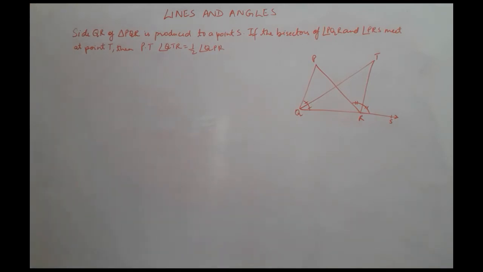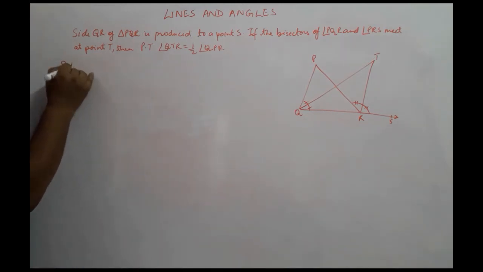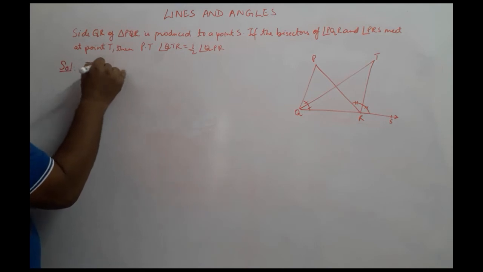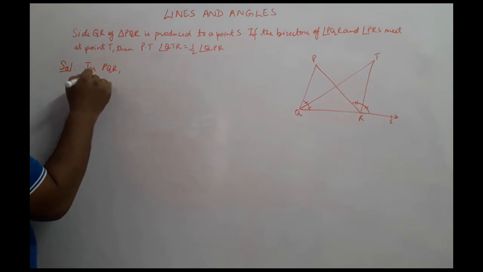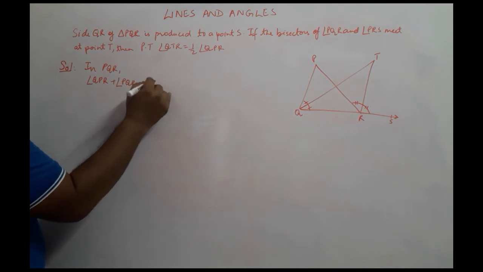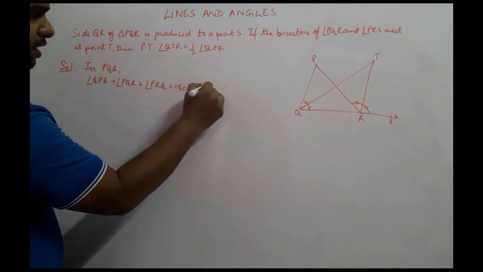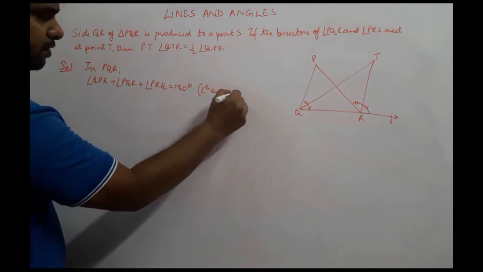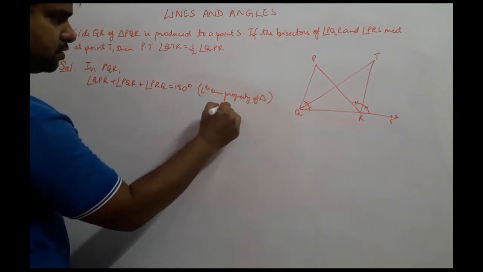It's a slightly tricky problem. Let's see how to solve it. Let's begin by taking the angle sum property, since we are hardly given anything in this problem. Solution. So in triangle PQR, angle QPR plus angle PQR plus angle PRQ is equal to 180 degrees, by the angle sum property of triangle. We take this as 1.